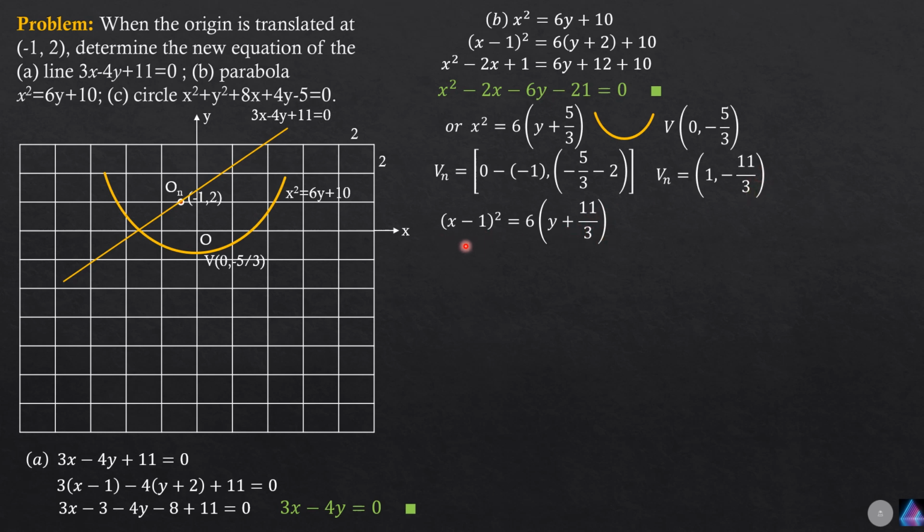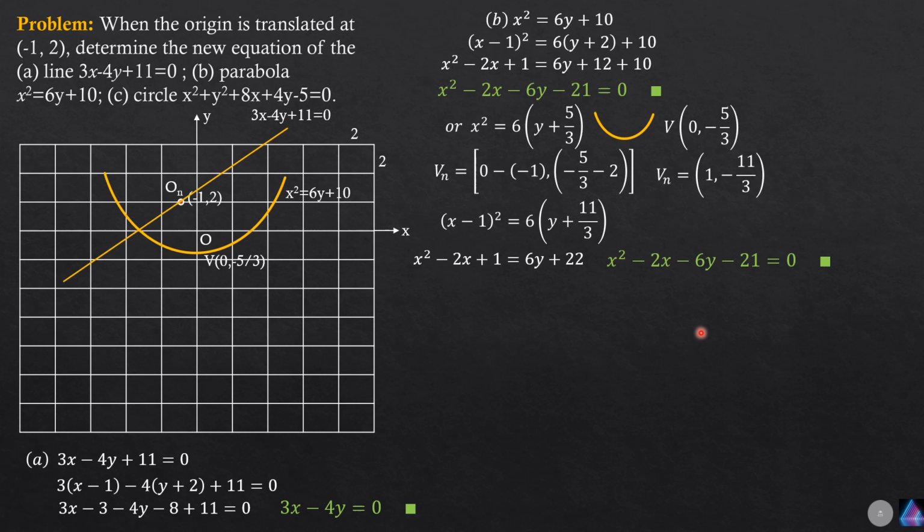If we expand this, it is x² - 2x + 1 = 6y + 22. And then simplifying further, we have x² - 2x - 6y - 21 = 0. So which is that equation? And this is the alternate solution to verify that the answers are the same.